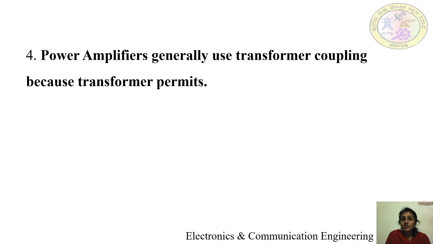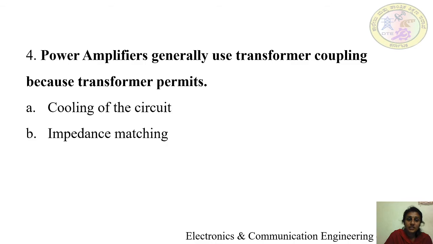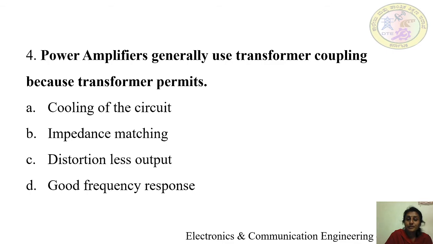Next question. Power amplifiers generally use transformer coupling because transformer permits what? What is the main purpose of using transformer coupling? The main purpose is impedance matching. Let us see whether the answer is available or not. The options are cooling of the circuit, impedance matching, distortion, less output, good frequency response. So the answer, as I said earlier, is impedance matching. So the answer is choice B, impedance matching.